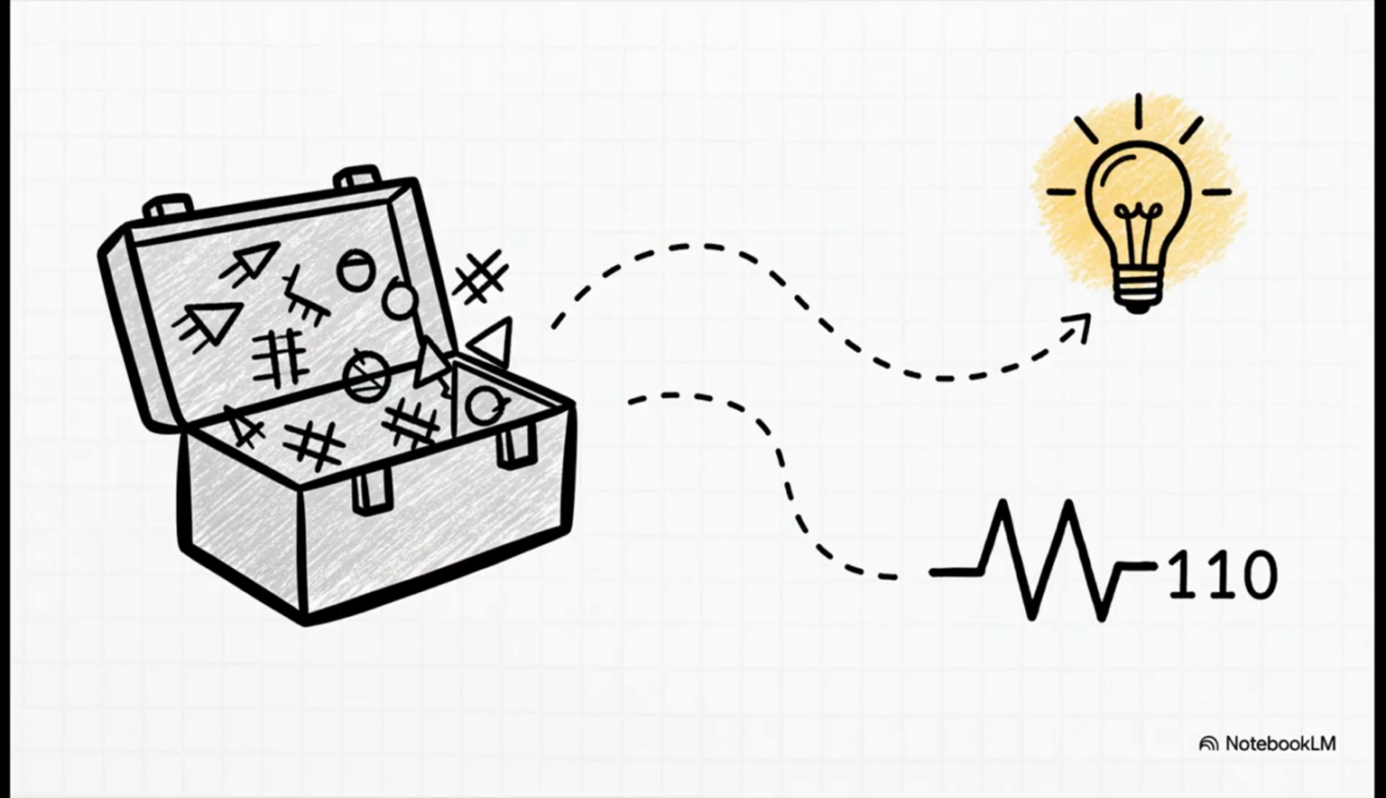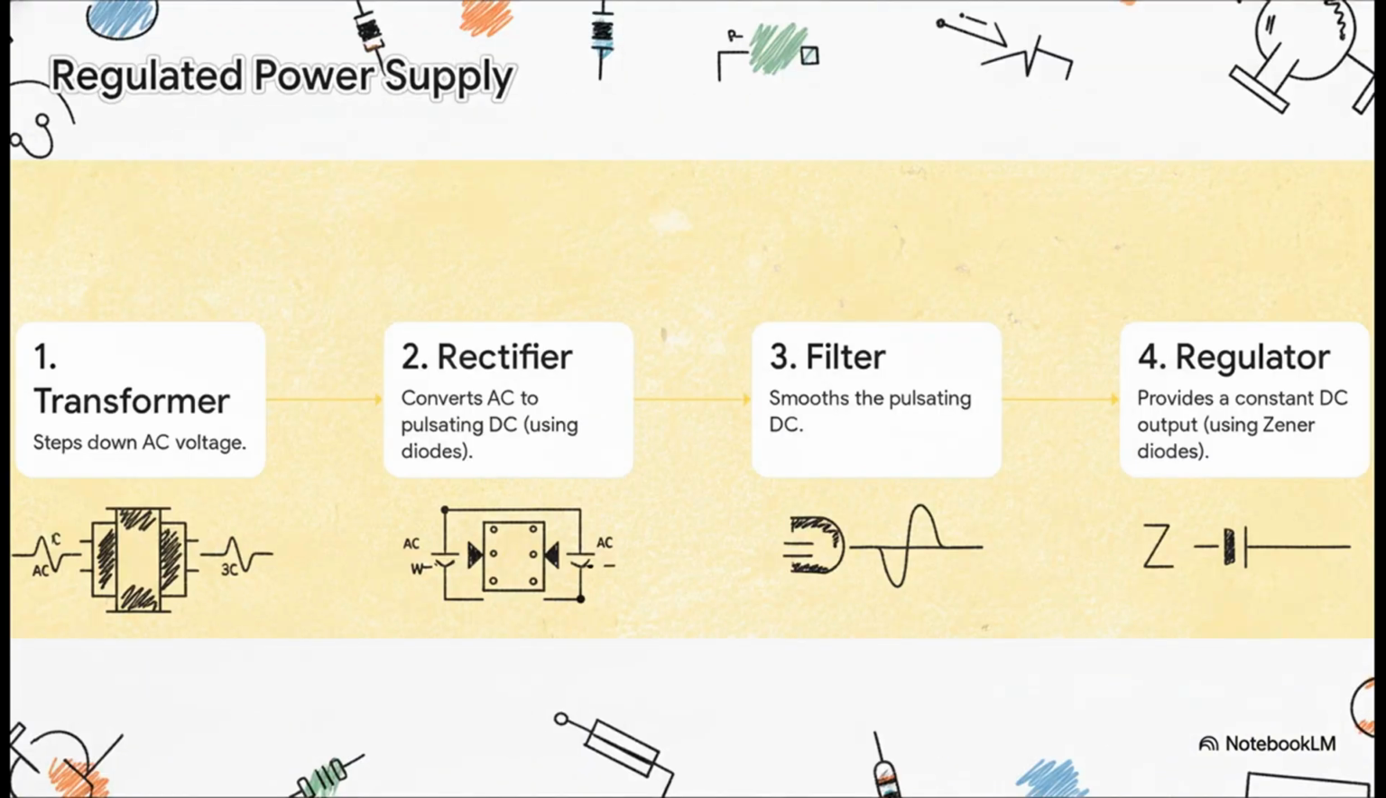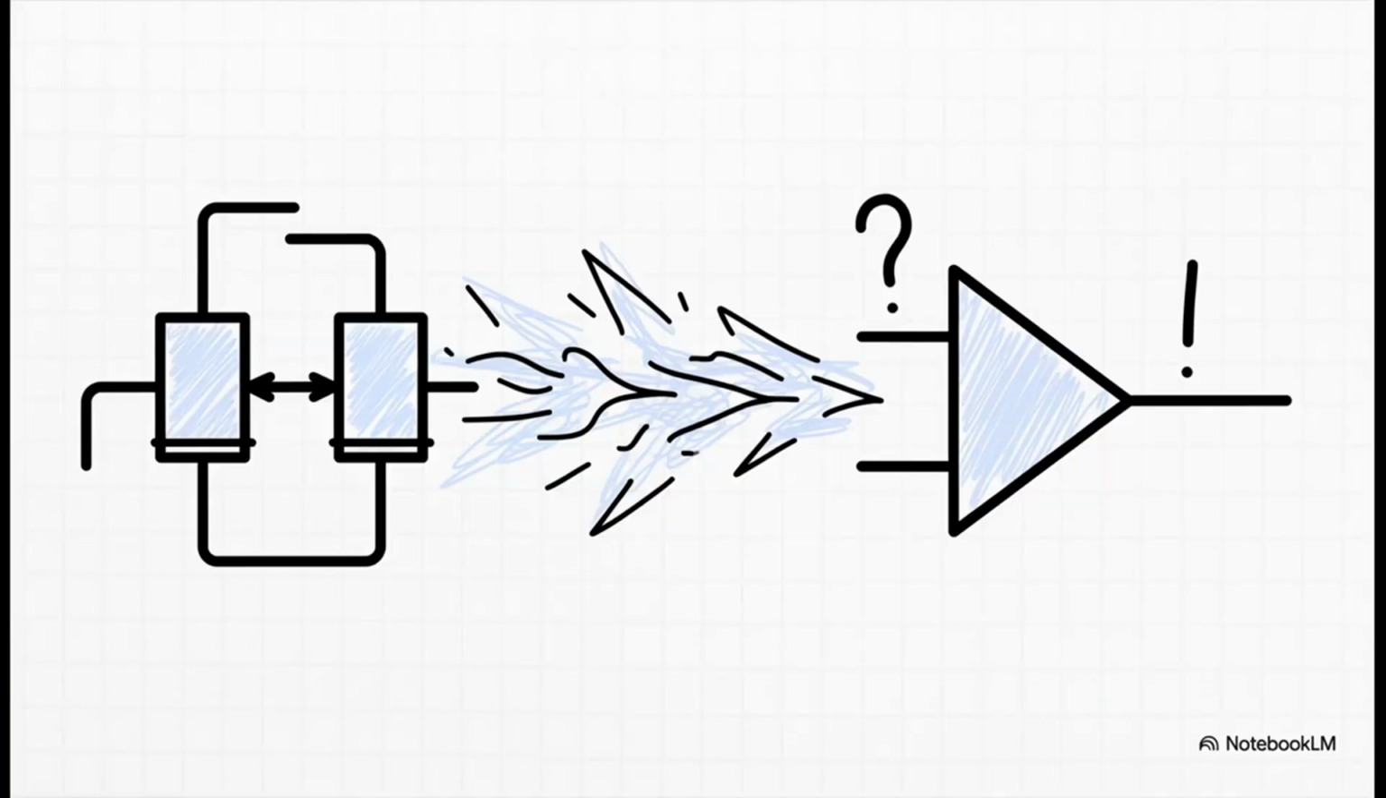So now that we have these tools, we can build circuits to do some pretty amazing things. For example, in a power supply, diodes turn AC into DC, and a Zener diode keeps the voltage steady. But here's the mind-blowing part. By combining transistors, we can create circuits that actually make decisions.